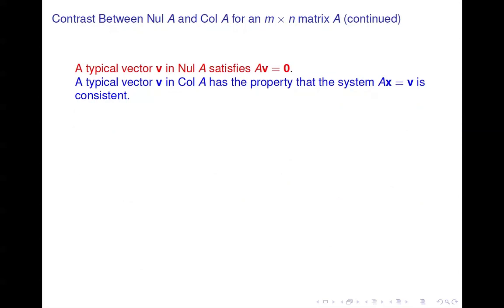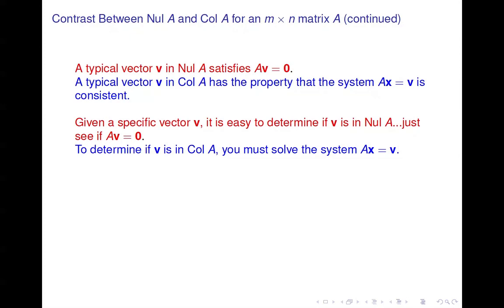The typical vector V in the null space satisfies A times V equals 0. A typical vector in the column space has the property that AX equals V is consistent. So for the null space, you're multiplying A times V to see if you get 0. To see if a vector is in the column space, you're solving a system AX equals V, so V is on the right-hand side in that case. Given a specific vector V, it's easy to determine if V is in the null space: you just see if A times V is equal to 0. To determine if V is in the column space, you have to solve a system of equations.